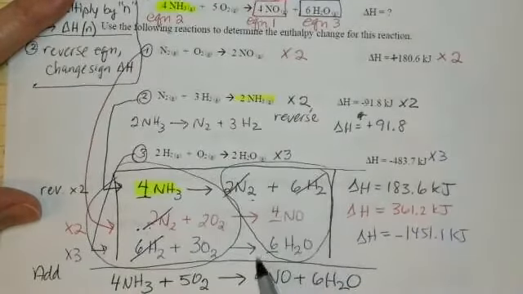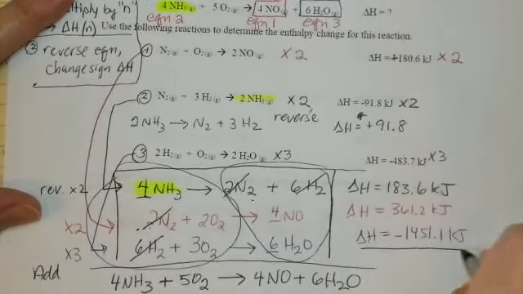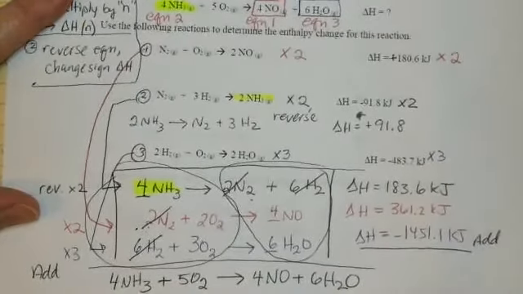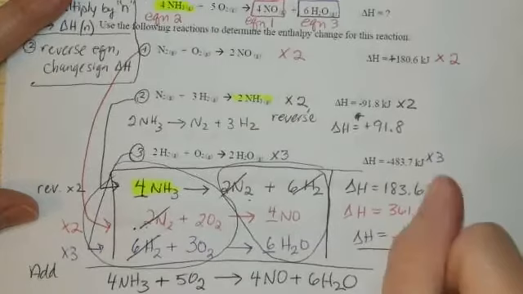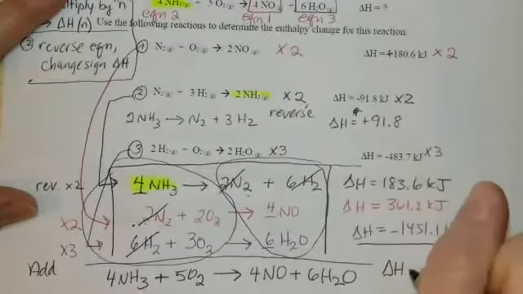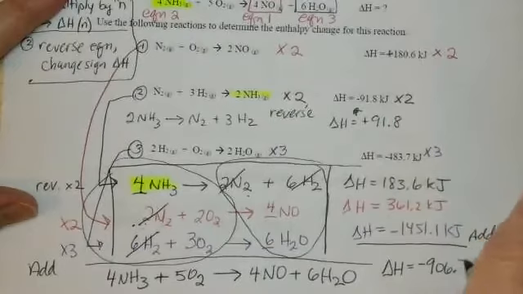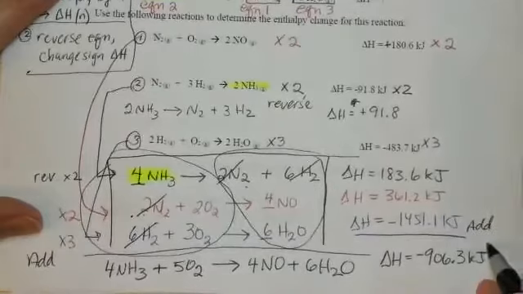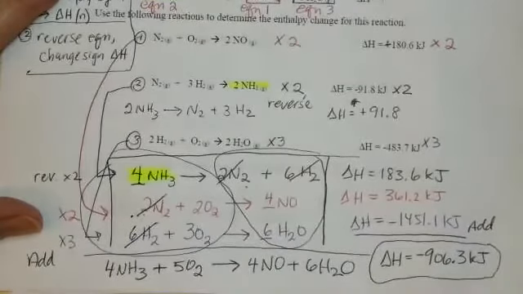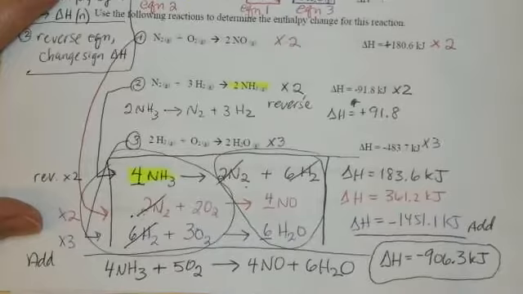So since I added these equations together, I'm going to add those delta H values together. I'm going to take the 183.6, add it to the 361.2, and then add it to a negative, remember, don't forget the negative, the 1451.1 kilojoules. So overall, my net delta H for this reaction is negative 906.3 kilojoules. And since we're adding, we want to keep the decimal place rule. So since everything was to the tenths place, we're going to keep it to the tenths place. So that's Hess's law. All right.